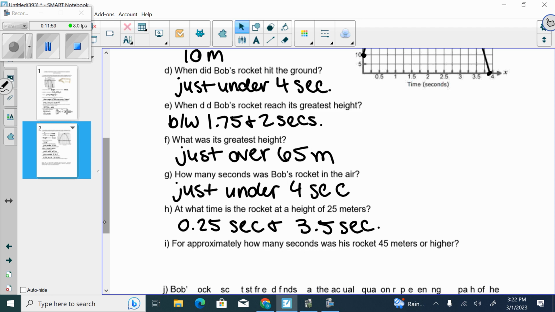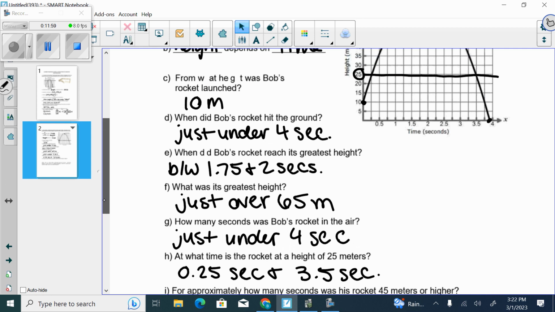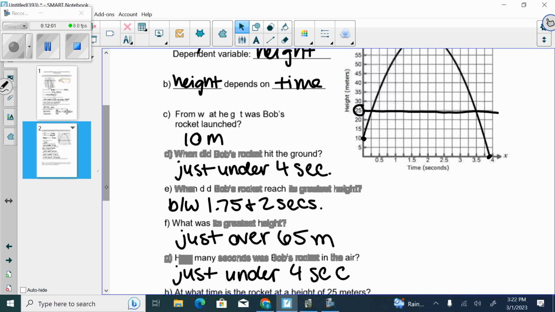All right. I says, for approximately how many seconds was it at 45 meters or higher? All right, so 45 meters is here, right? So it was at 45 meters or higher from here until here, right? So we need to figure out how much time passed between here and here.